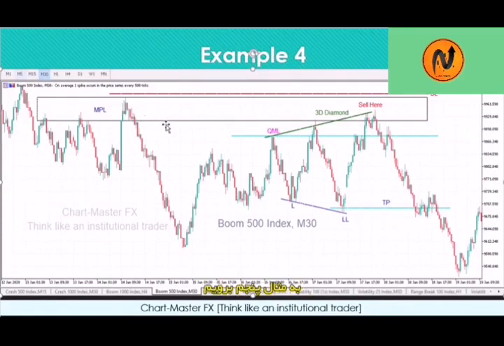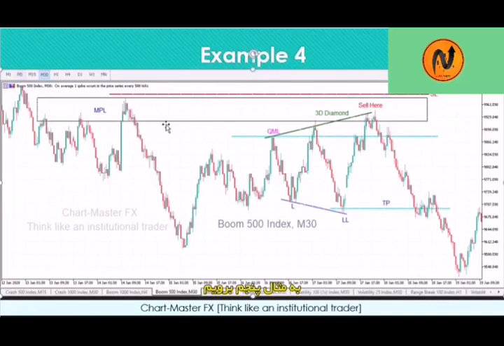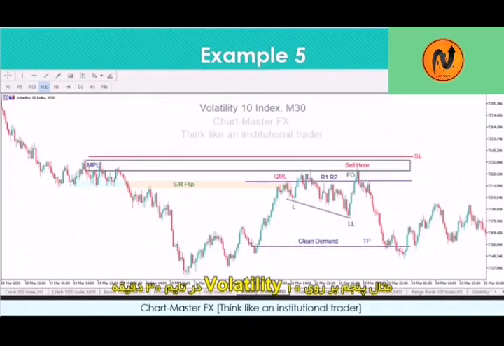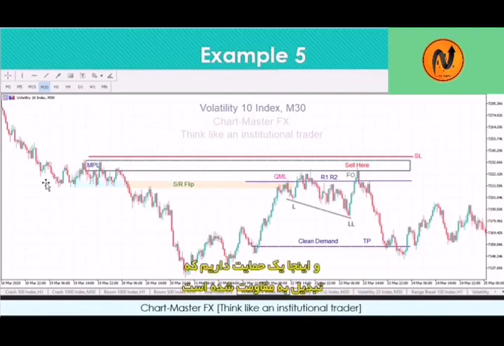So let's look at example number 5. On example number 5, guys, we are on volatility 10 index on M30. So here, guys, you need to first identify the MPL. We have our MPL here, and you can see, guys, that we had support here, and this support turned to resistance. Once this support turned to resistance, guys, then you know that we have a flippy area of type SR flippy, and you can see that the price dropped.